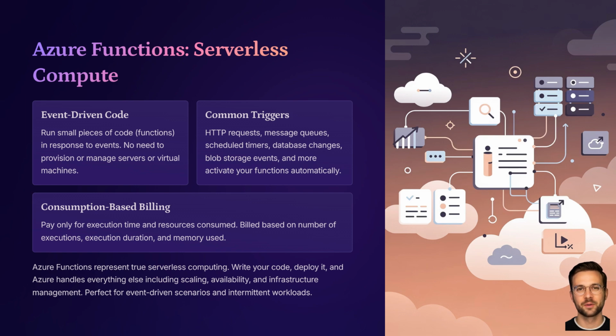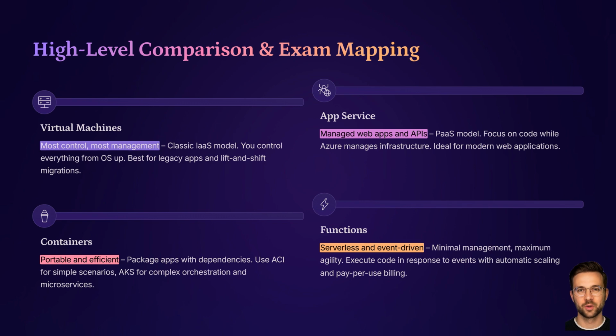Let's now compare these four compute options at a high level. Azure Virtual Machines give you the most control over the operating system and environment, but also the most management responsibility. Azure App Service abstracts away the virtual machines and lets you focus on web apps and APIs, providing automatic scaling and many built-in features. Containers in Azure help you package and run applications consistently, either in simple container instances or in orchestrated environments like AKS. Azure Functions gives you a serverless, event-driven model, where you write only the code that matters, and Azure takes care of running and scaling it.